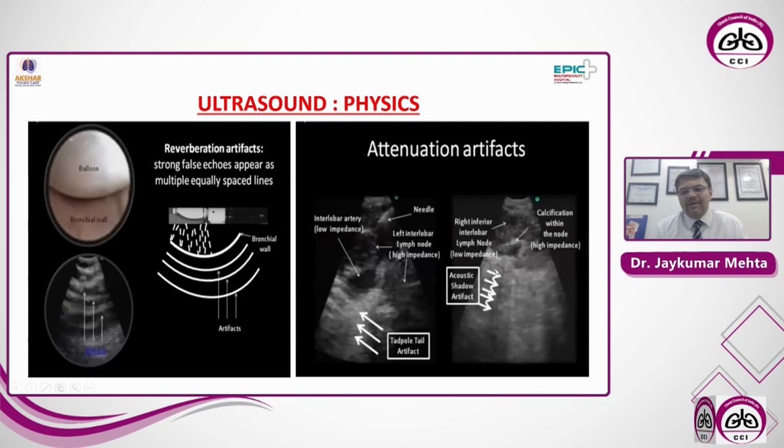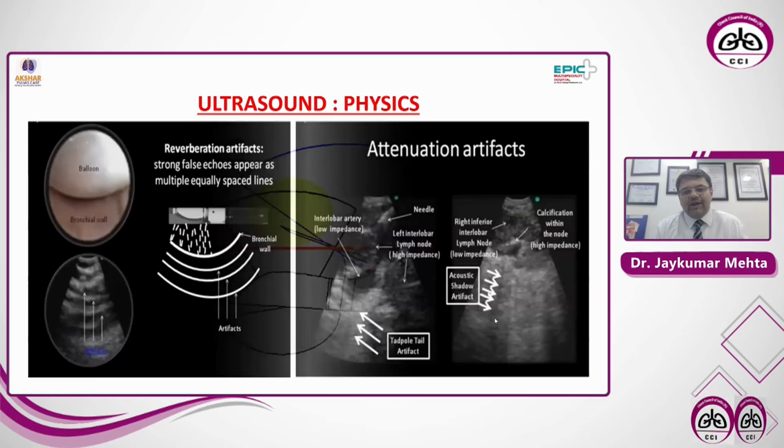And here this is a beam attenuation sign or a tadpole tail artifact, where there is an interlobar artery and the beam is attenuating. And then there is the acoustic shadow artifact, where we are putting a needle and we are seeing some reflection from it.